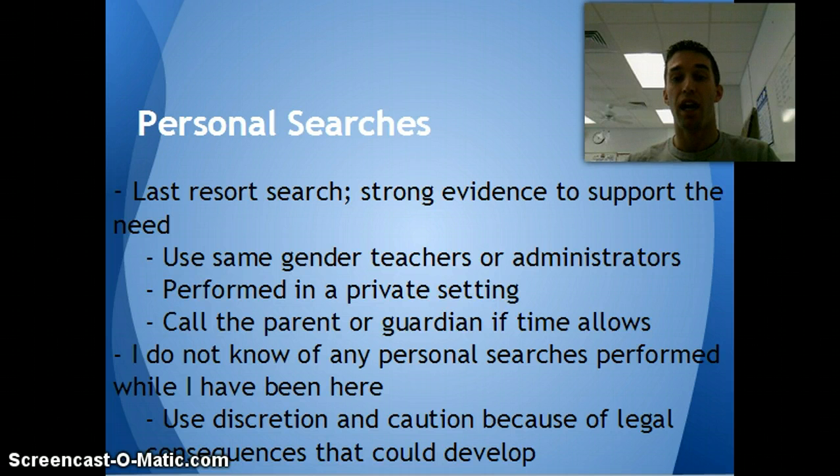If time allows and there's not an emergency, it would be smart to call the parent or guardian. I personally don't know of any personal searches that have been performed while I've been here at the school. But if that does happen, we need to really use discretion and caution to keep our legal consequences at bay so we don't have any problems if we perform a search like that.